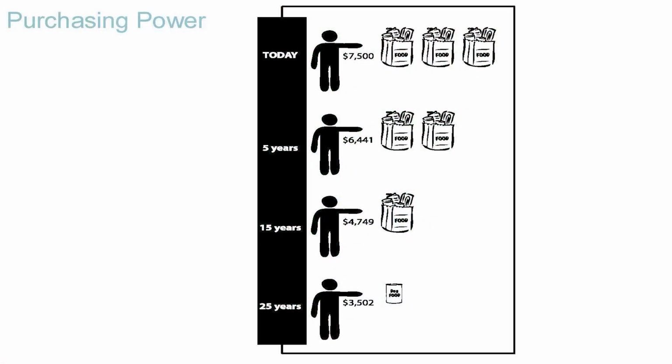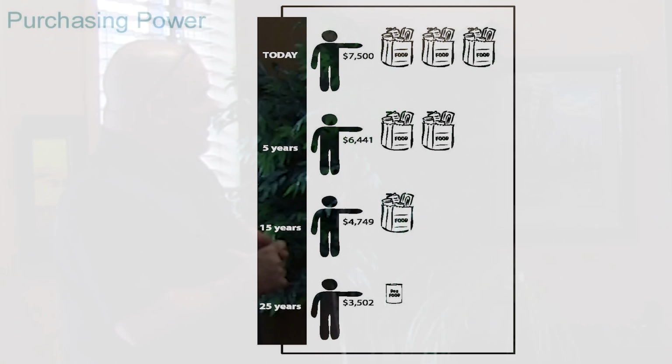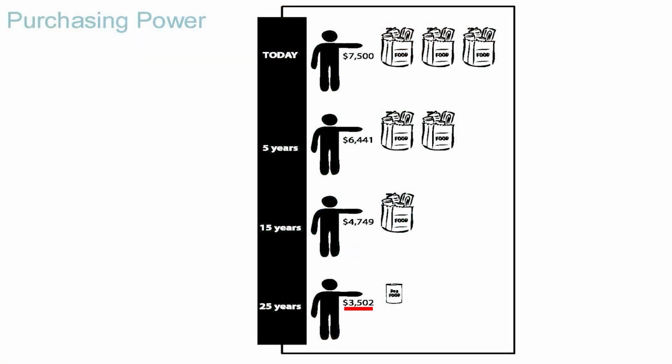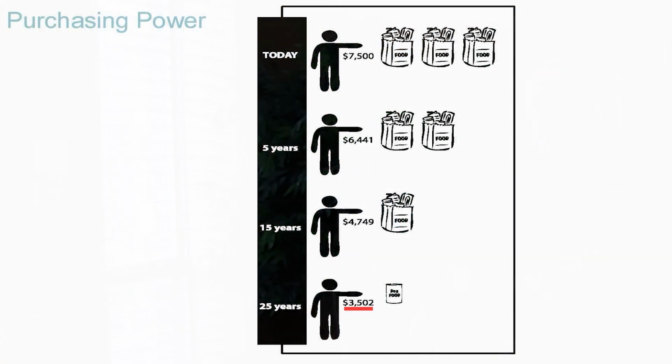So right off the bat, $7,500 from all their sources, they're doing okay. 5 years into their retirement, while they still have $7,500 landing in their checking account every single month, it's only buying $6,400 worth of goods and services. 15 years in their retirement, that same $7,500 only buys $4,700 worth of gas, groceries, utilities. 25 years in retirement, their lifestyle is basically cut in half.